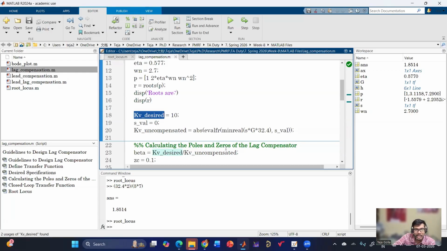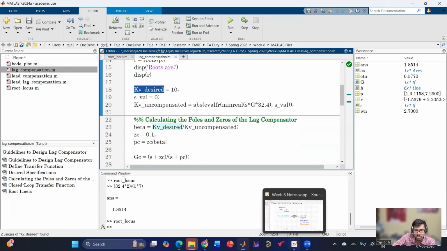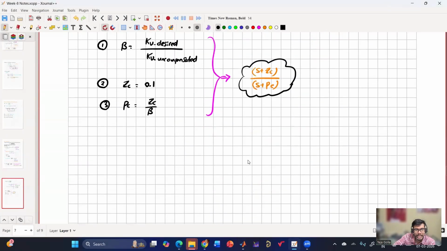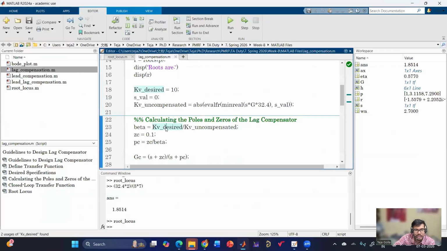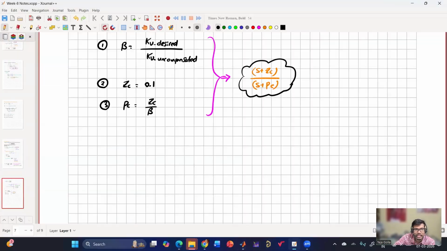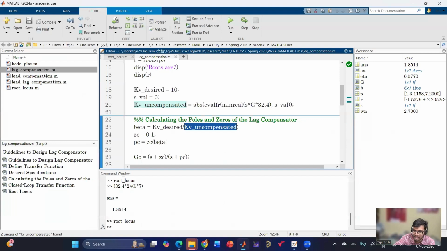Then how do I calculate the pole and zero of the lag compensator? Beta is nothing but KV desired by KV uncompensated, and ZC is considered to be 0.1, and then PC is considered to be ZC by beta. What we ideally should do, once we assume ZC to be 0.1 and calculate PC, is check whether the angle contribution is less than 5 degrees or not. Once it is less than 5, it's okay. Else we have to choose a different ZC, and it's an iterative process. But currently, I'm not doing that.